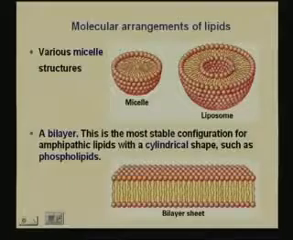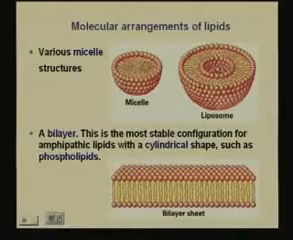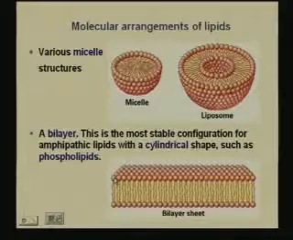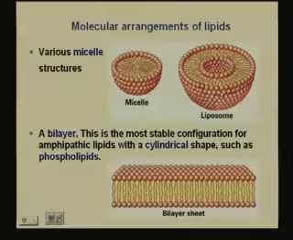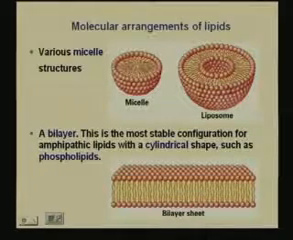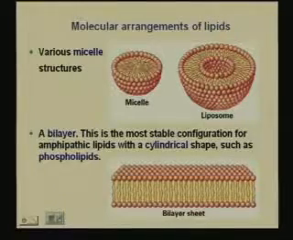It will circulate in the blood and then be able to transfer itself. In the case of a bilayer, we have the most stable configuration for amphipathic lipids. So, this is a possible structure and it is usually used in transport, but this is sort of a confined structure.